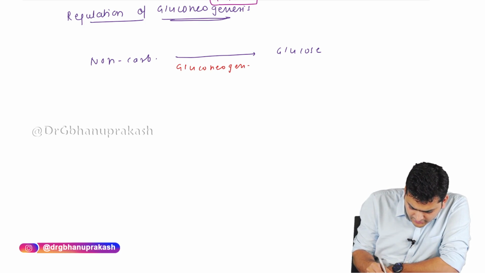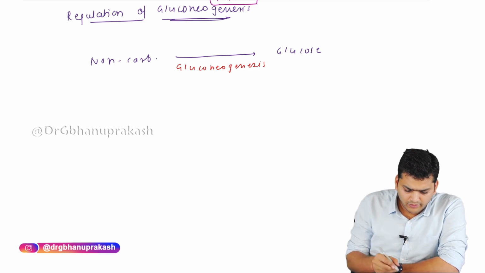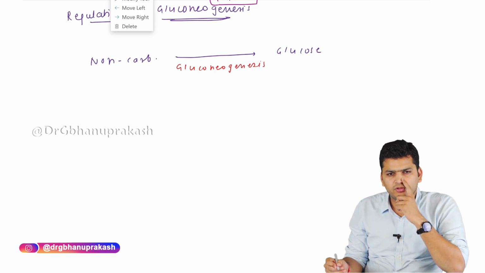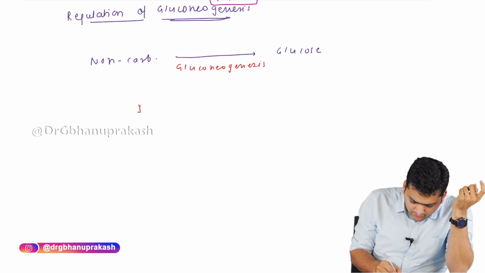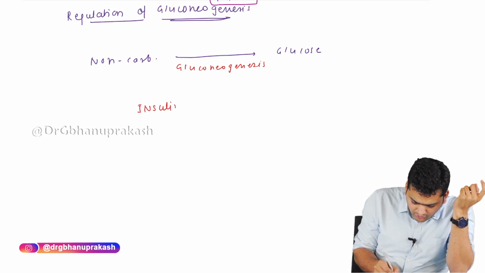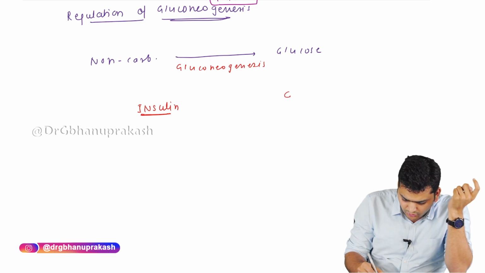This process is referred to as gluconeogenesis. So now we have to see who is going to stimulate it and who is going to inhibit it. To find out, we need to see this in respect of insulin and in respect of glucagon.